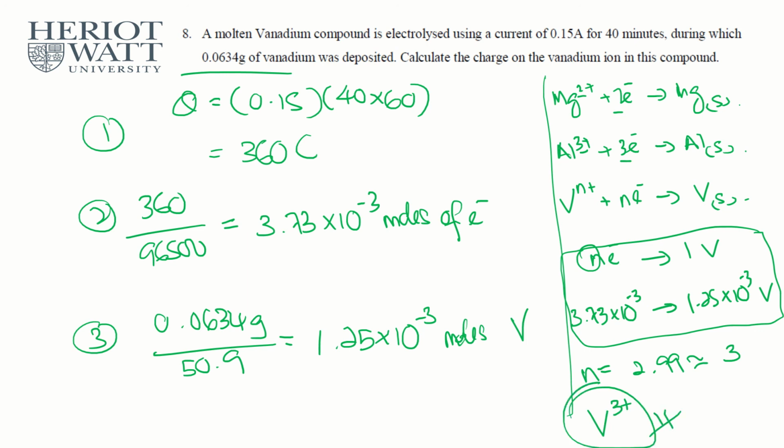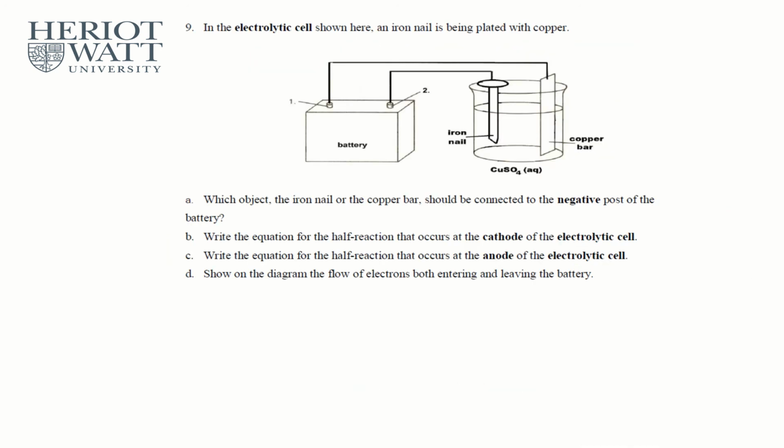So this is a scenario we can see the trend. If it is 2+, you need 2 electrons, you get the solid. 3+, 3 electrons. n+, n electrons. And using this and the information we have here, electrons and vanadium, put it in, we can calculate, and we can estimate that. All right, number 9.